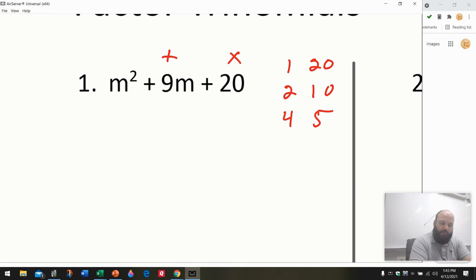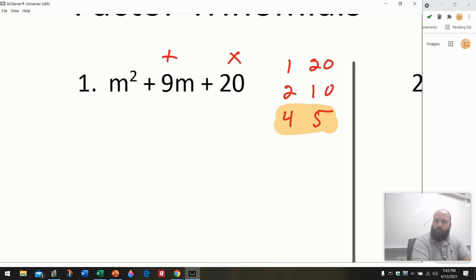So once we have the factors written out for 20, we want to look and find the pair of factors that will add up to be 9. In this case, 4 plus 5 is 9. So those are the two numbers that we will use to write our factored form.